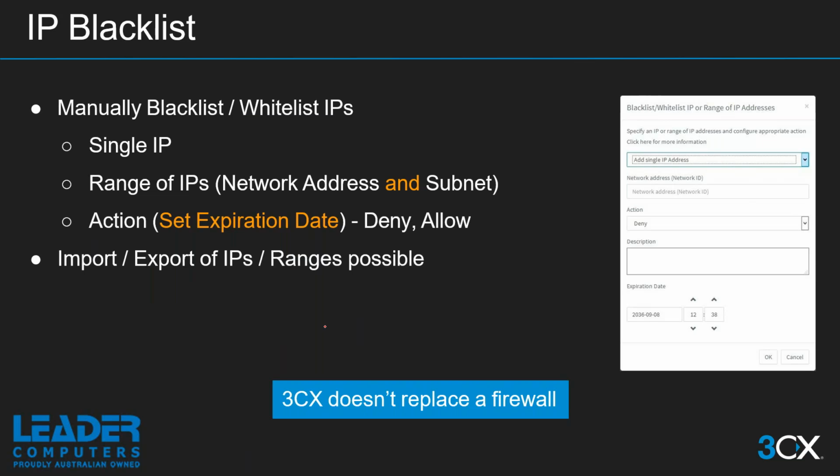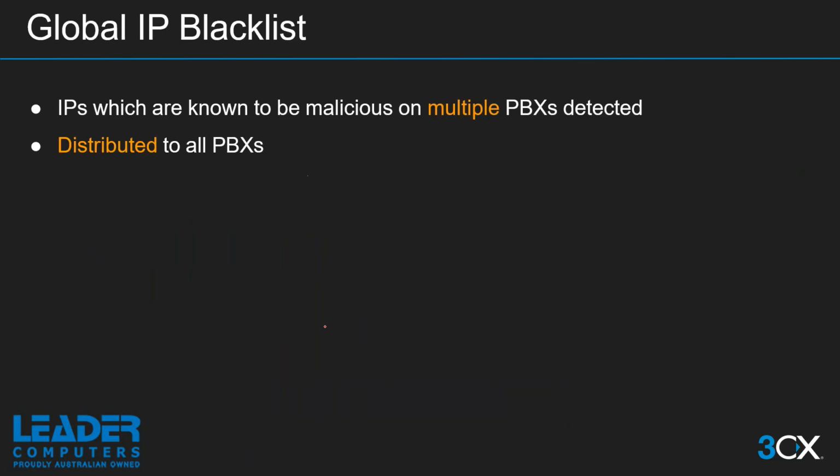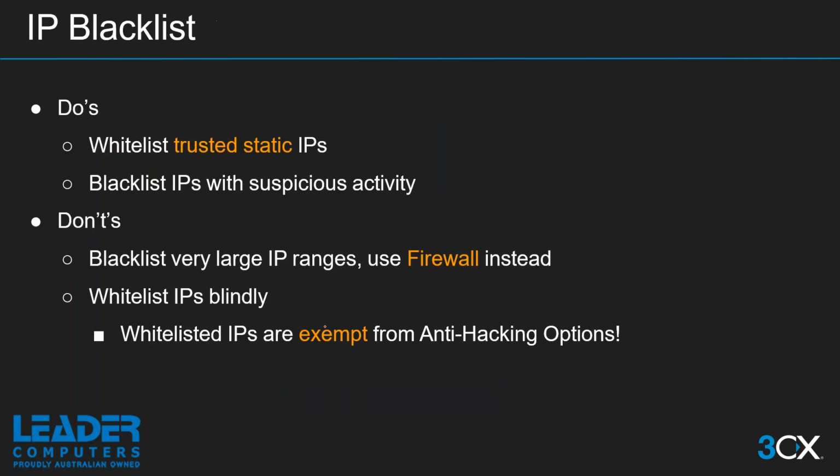And import or export of IPs and ranges is also possible. Global IP blacklists are IPs which are known to be malicious on multiple PBXs detected. 3CX will automatically block those IPs across all 3CXs, and it's distributed to all the PBXs.